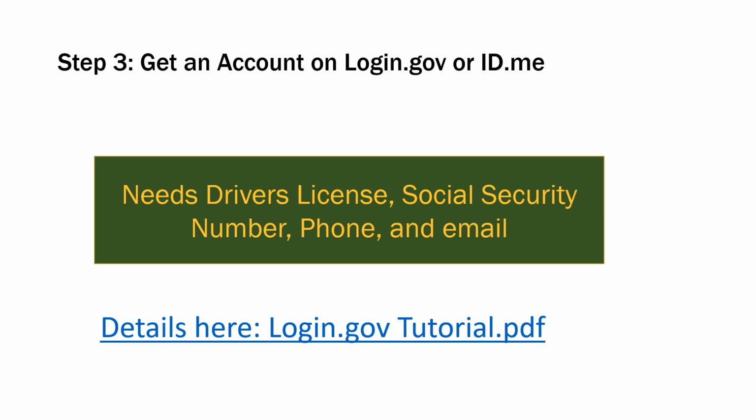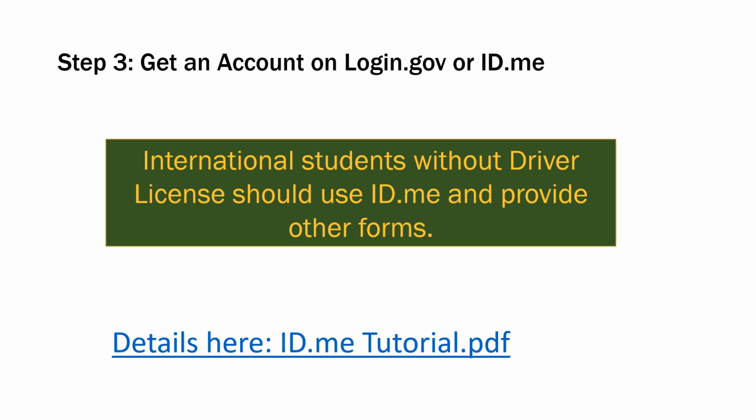In step 3, you get an account on login.gov or id.me. If you're using login.gov, which is for people who have a driver's license, you need a driver's license, you need a social security number, you need a phone number, and an email. If you don't have any of these things, you're forced to use id.me. If you're an international student without a driver's license or without a social security number, you should use id.me and provide other forms of identification.